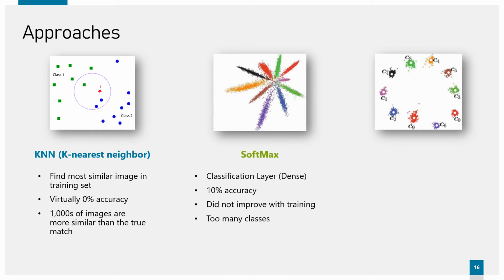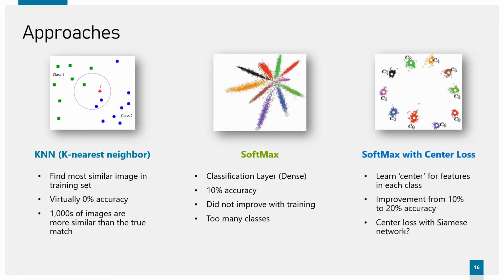The next method was using softmax classification. A classification layer called a dense layer was added to the end of the original neural network. Using a softmax activation, it predicted the probability that the test image belonged in each class or label. This yielded about 10% accuracy. However, it did not improve with training, and this is likely due to the fact that there were too many classes.